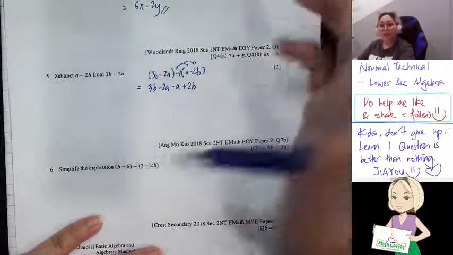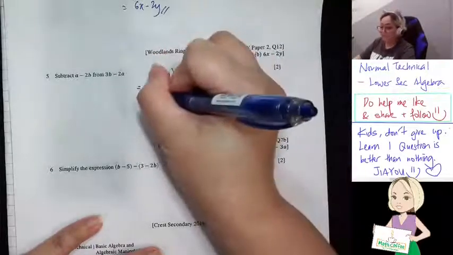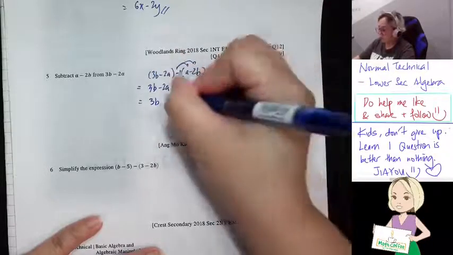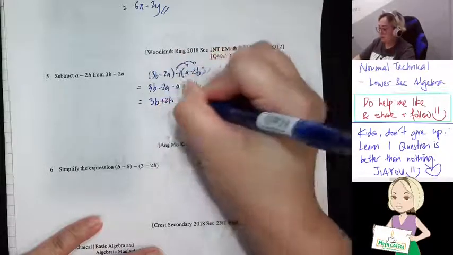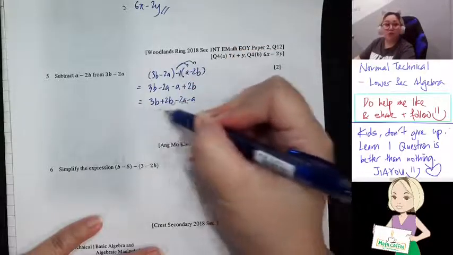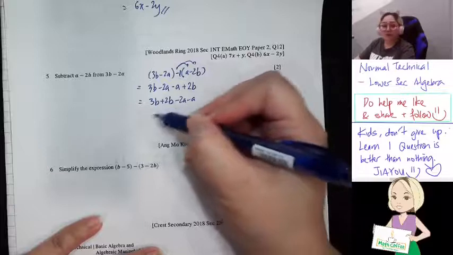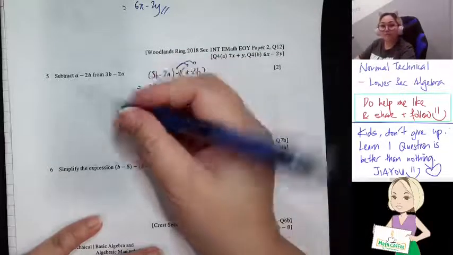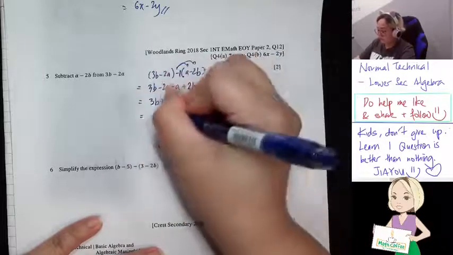So next thing is, I want you to group all the like terms together. So find your friend. 3b, see whether got any friend or not. Yes, got friend. Plus 2b, put together. Then the minus 2a and minus a put together. So this one is like 3 banana plus 2 banana, right? So it's like, okay, 5 banana. So when you press calculator, it's 5. So it is 5b.